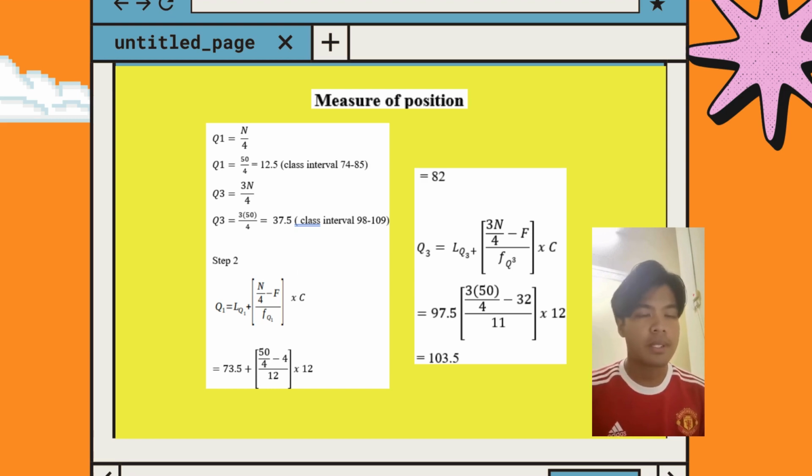And for the next step, we will use the formula as shown on the slide. We will take 73.5 plus open bracket 50 over 4 minus 4 over 12 close bracket times 12. We will get 82. For quartile 3, we will use almost the same formula, but it's already been shown on the slide. So we will take 97.5 plus open bracket 3 open bracket 50 close bracket over 4 minus 32 over 11 close bracket times 12. We will get 103.5.